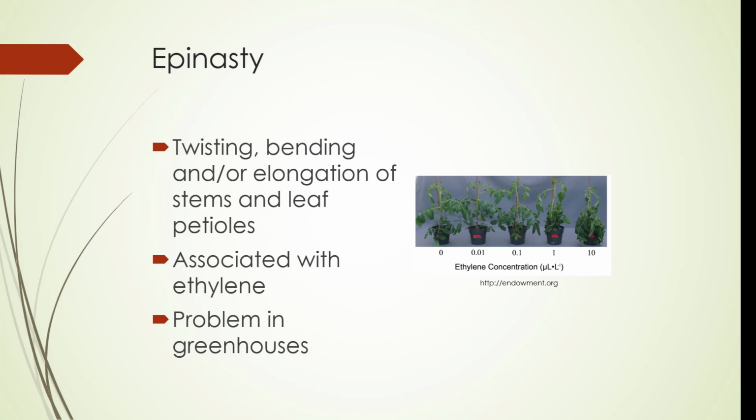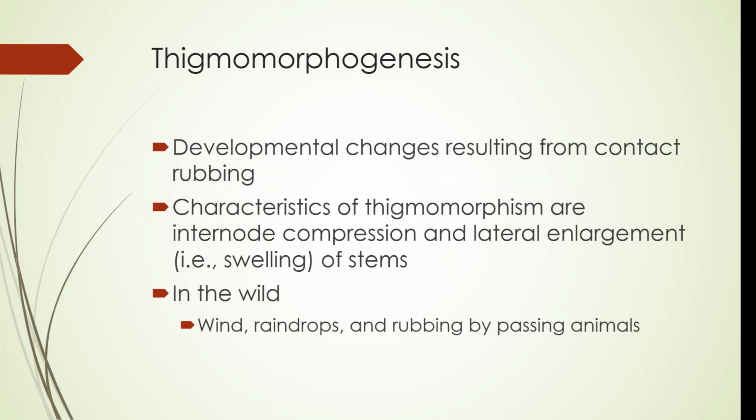Epinasty is the twisting, bending, or elongation of stems and leaf petioles. It is associated with ethylene, and this can be a real problem in greenhouses. You definitely want your plants looking healthy when you're trying to sell them. If you look on the right here, the far right, you'll see a picture of something that's been affected by this epinasty. That's going to be a difficult plant to sell.